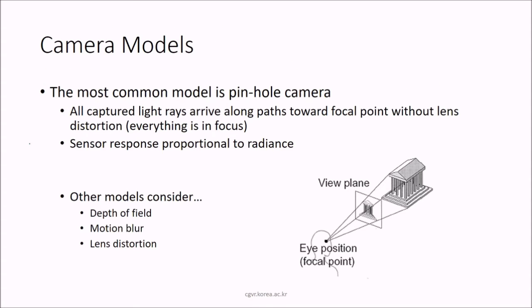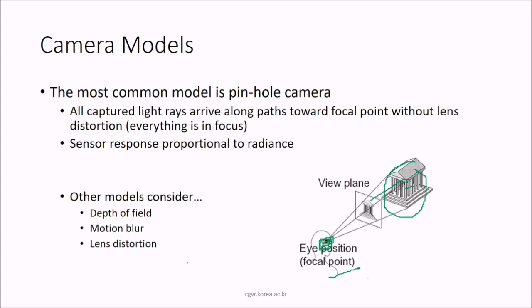So these are the various camera models. The most common model is the pinhole camera model. This is the eye position, the pinhole. This is the view plane. This is how you see a 3D object in a view plane. As I said, the most common model is a pinhole camera, and all captured light rays arrive along the path towards the focal point without any lens distortion. Everything is in focus. So the sensor response is proportional to the radiance coming from here.